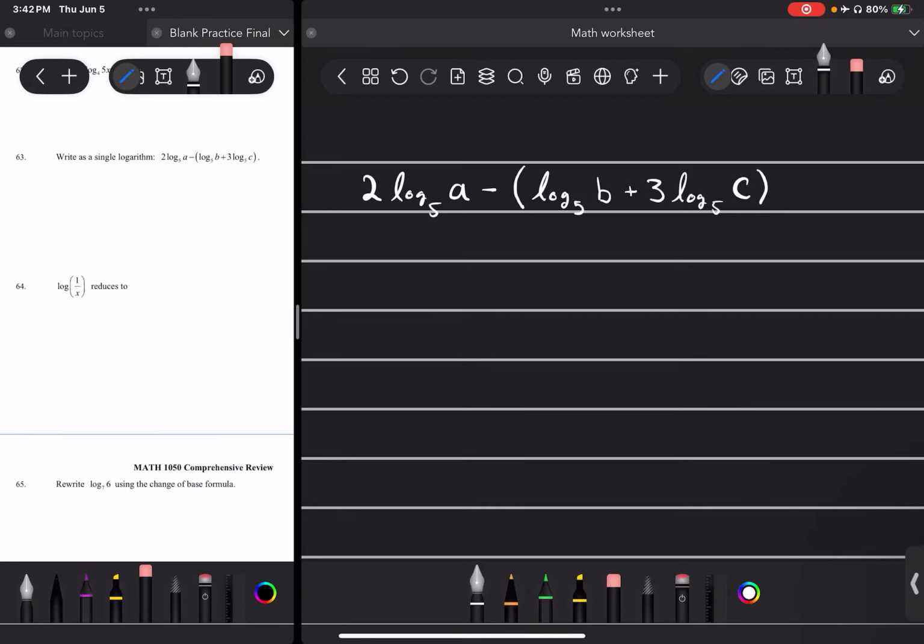This is question 63 for the practice final. This question here, we have three different logarithm terms, and we're going to put them into a single logarithm. So our first step is going to be changing our coefficients of the logarithms into powers.